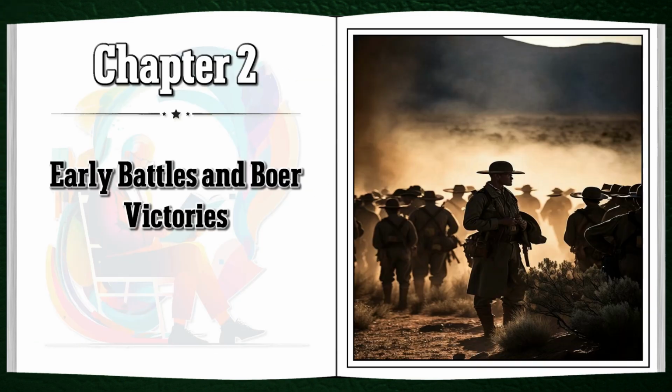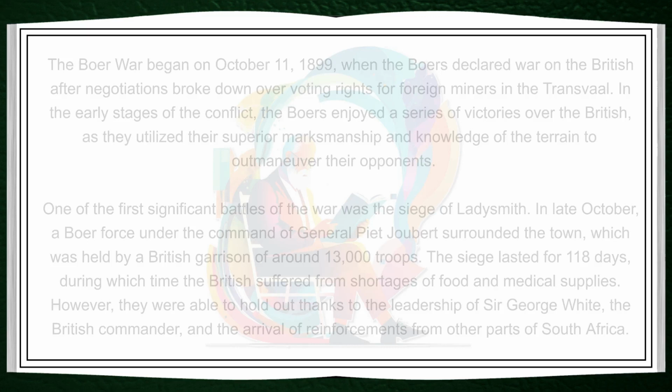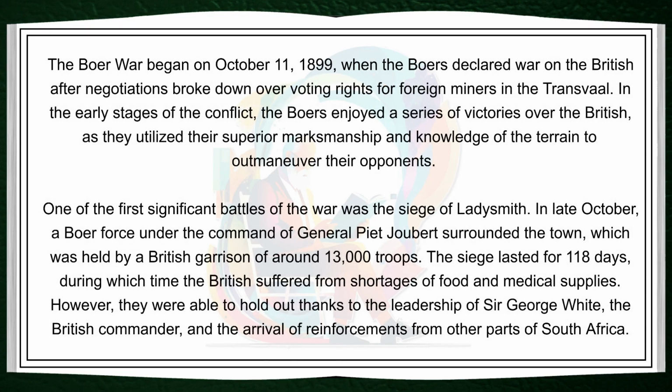Chapter 2, Early Battles and Boer Victories. The Boer War began on October 11, 1899, when the Boers declared war on the British after negotiations broke down over voting rights for foreign miners in the Transvaal. In the early stages of the conflict, the Boers enjoyed a series of victories over the British as they utilized their superior marksmanship and knowledge of the terrain to outmaneuver their opponents.